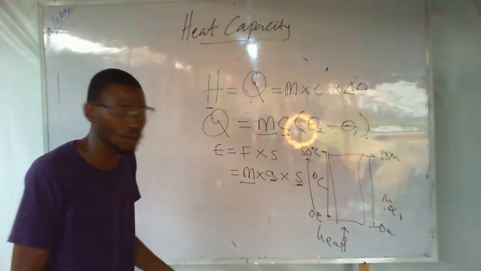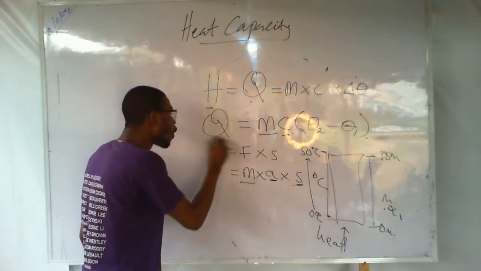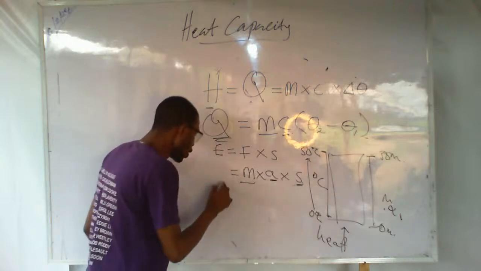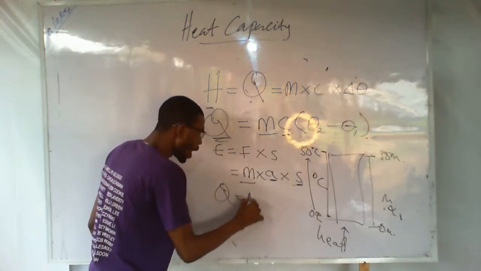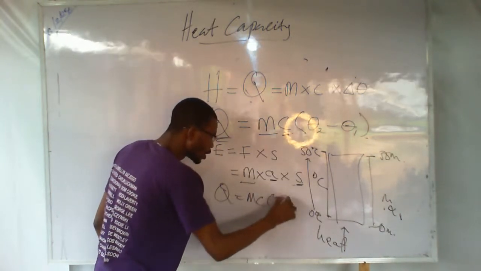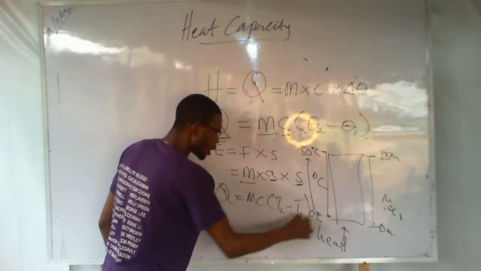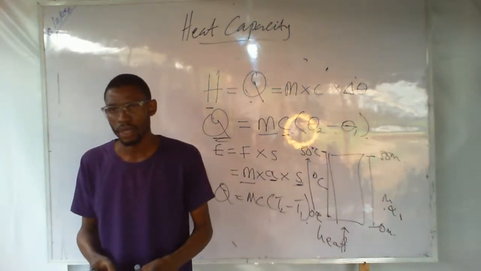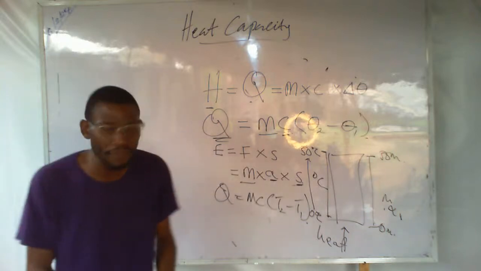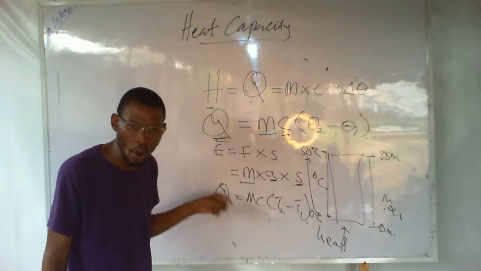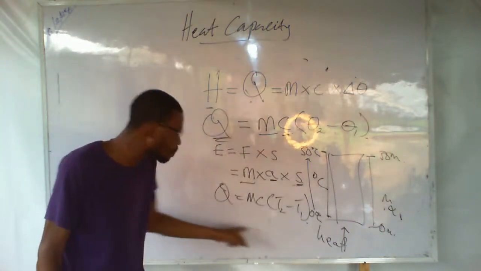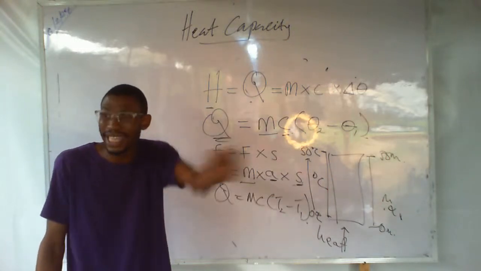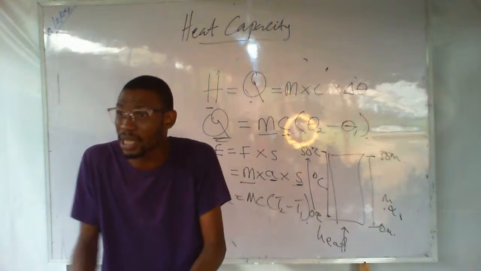So now write in your note. Therefore, the heat is expressed as Q equals MC(T2 minus T1), which is the difference in temperature. Are you getting that now? Where Q represents the quantity of heat that is passing through the body. Which represents the heat capacity. Capacity is just the content.